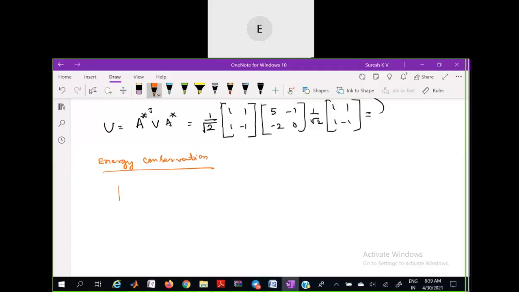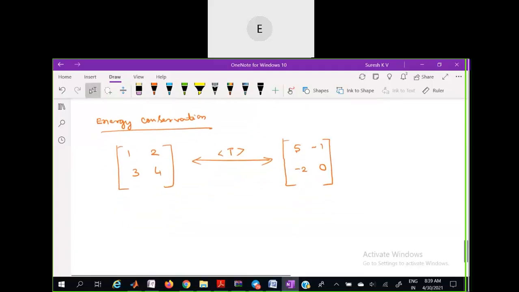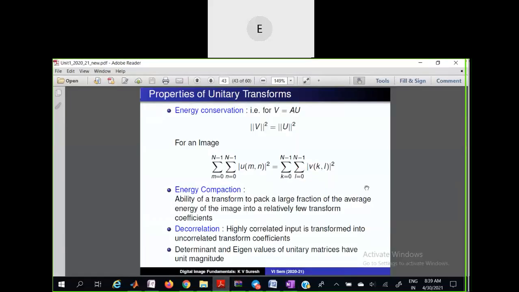So what we did is we took an image in the spatial domain and we did some transformation using a unitary transform, and the answer that we got is 5, minus 1, minus 2, 0. Okay. So according to the energy conservation property, how to calculate the energy, just observe.